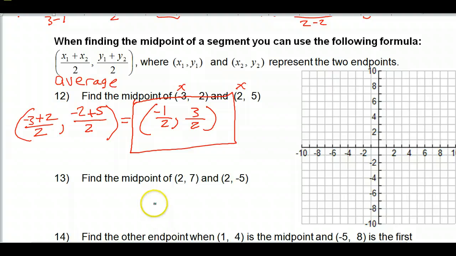Coordinates of the midpoint. Boy, hold on, you said 0.5 is 1/2. I didn't say that, but that's true.